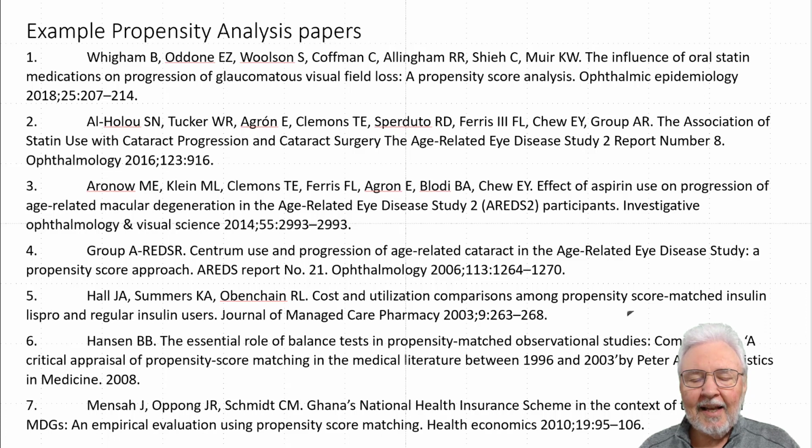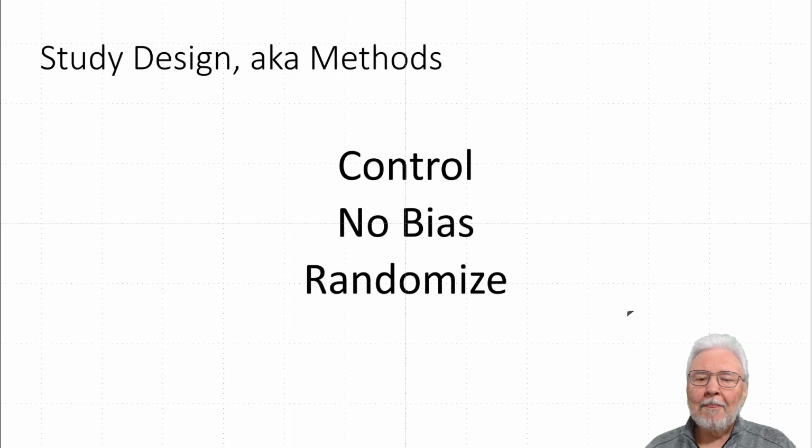It's a clear alternative to the analysis that's used for longitudinal case control studies. You use the same data as those, you just apply this propensity analysis to it, and you get a pseudo-random effect. So, control, no bias, randomize.